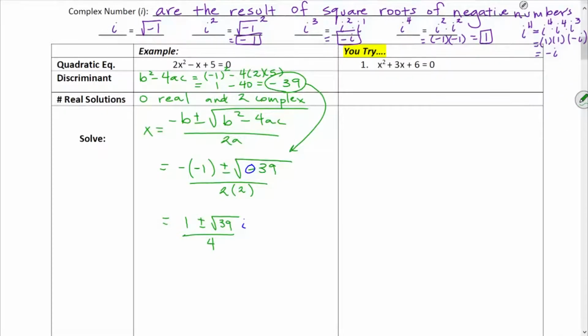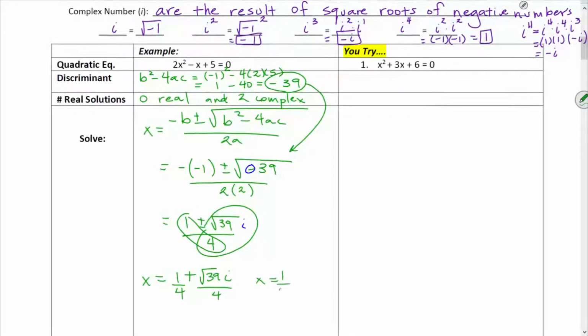Okay, and I can't simplify root 39, and so I'll write this as 2 answers. x equals, actually it's 1/4, right? So I have 1/4 and I have this fraction, so it's 1/4 plus root 39 i over 4, and x is equal to 1/4 minus root 39 i over 4. So I'm not surprised that I found 2 complex solutions because the discriminant was negative, and that negative gave me a negative inside the square root, which gave me complex solutions.